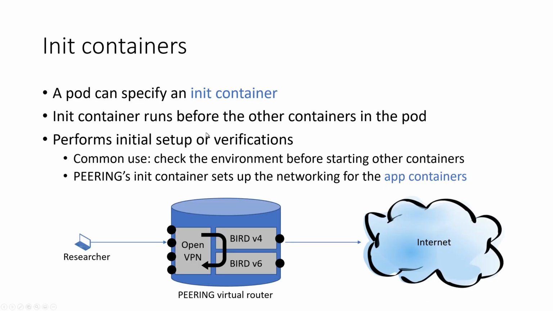We also have an init container in Pairing. So in Pairing, before we run the OpenVPN and Bird containers, we run an init container that sets up all of the virtual interfaces that we need to operate our virtual router. So we're going to create multiple virtual interfaces for OpenVPN and also virtual interfaces so that Bird can talk with the rest of the internet. And we do this before we bring up the other containers.